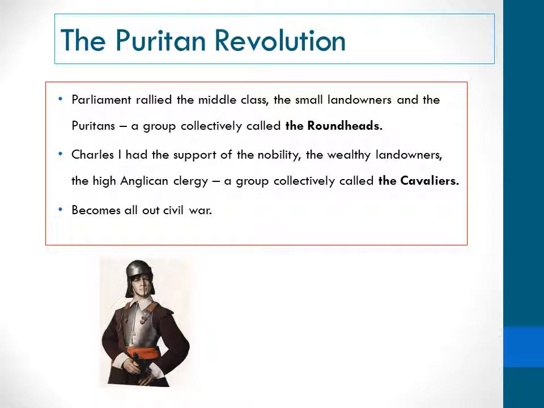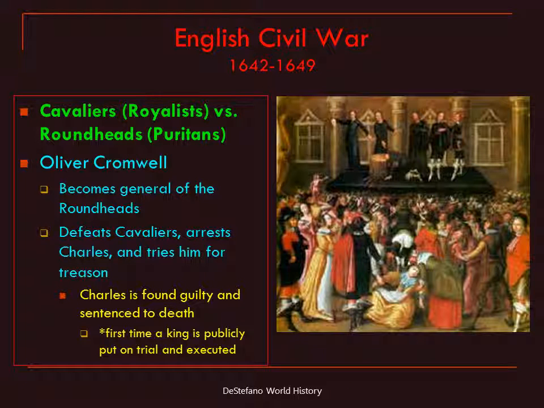Now, where the 30 Years' War was mostly a war based on religion, this war was based on the idea of absolute monarchy versus a constitutional monarchy. Absolute monarchy where the king has all the power, constitutional monarchy.